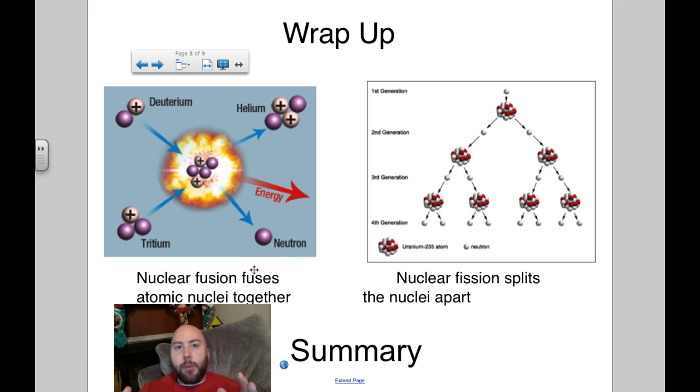Radioactivity, unstable nucleus, gives off alpha, beta, gamma radiation. And then we talk about nuclear half-life, the time it takes for half of a sample to decay into something else. We are done with Unit 6.